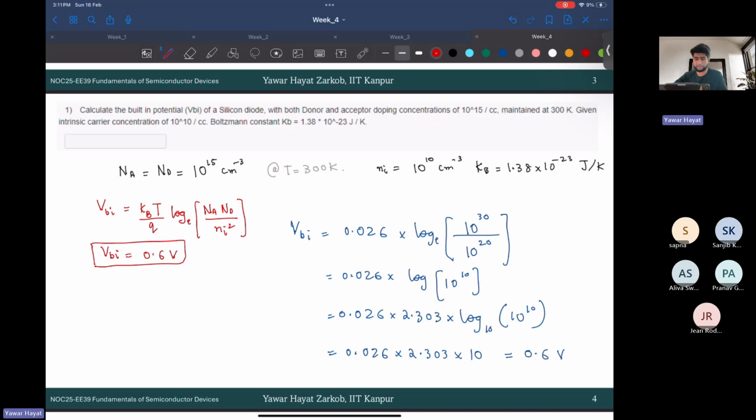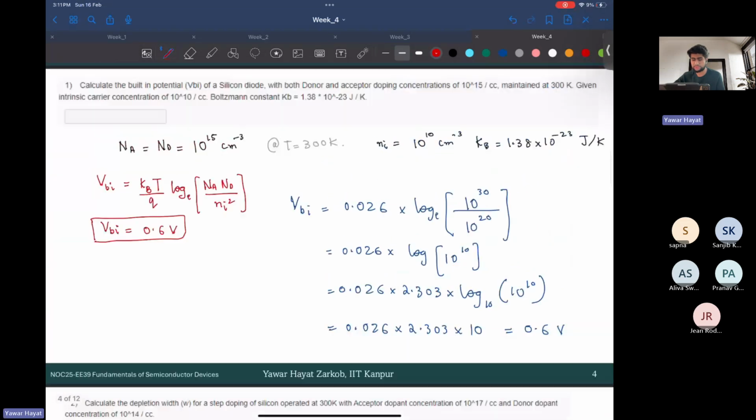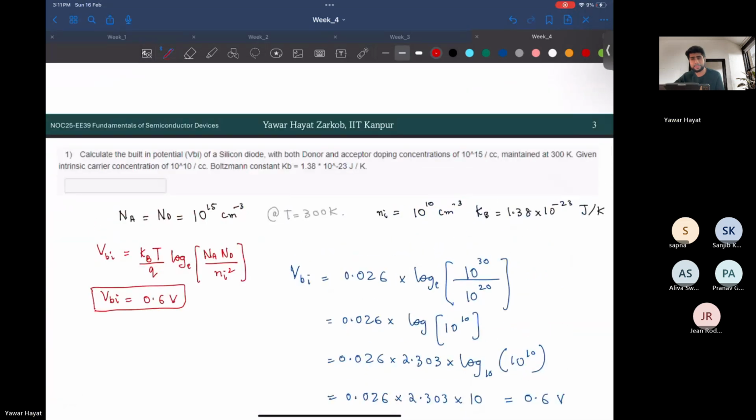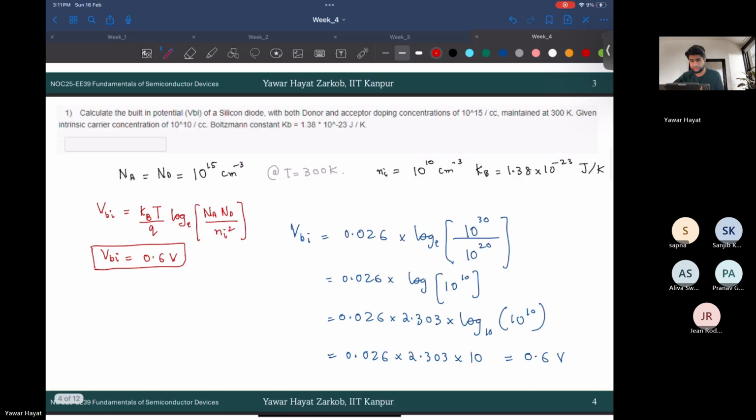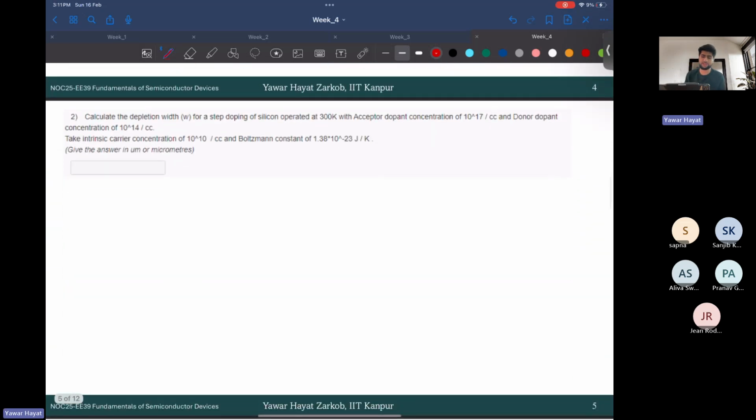Okay, let's move ahead. Is this question clear? This was just based on calculations, so I'll skip this one now. Let's move on to the second one.